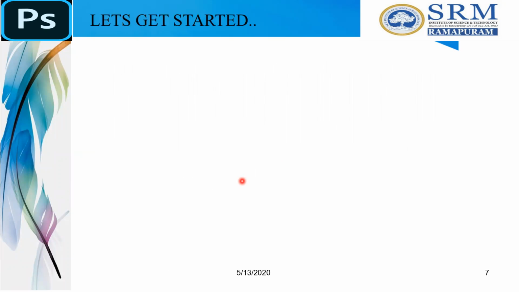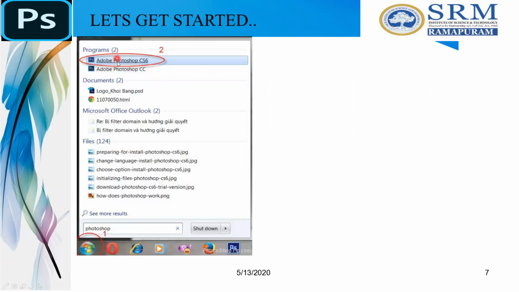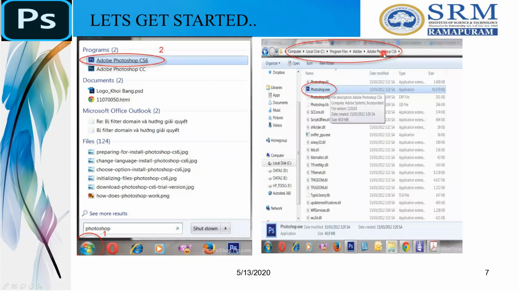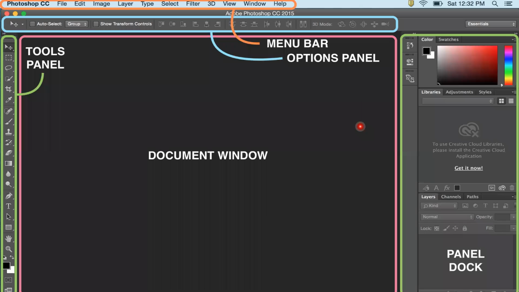First, what you have to do is go to Start and click on Adobe Photoshop, or you can choose it from your local disk. So now let's move on to Photoshop. Here, what you see on the top is your menu bar, and on your left hand side you can see the tools panel, and when you click on the tools panel you can see the options which open here. This is called the options panel.